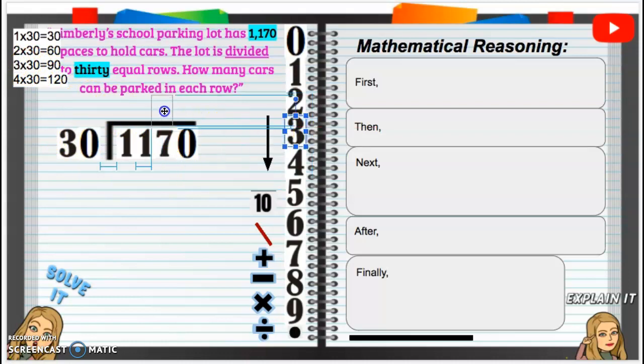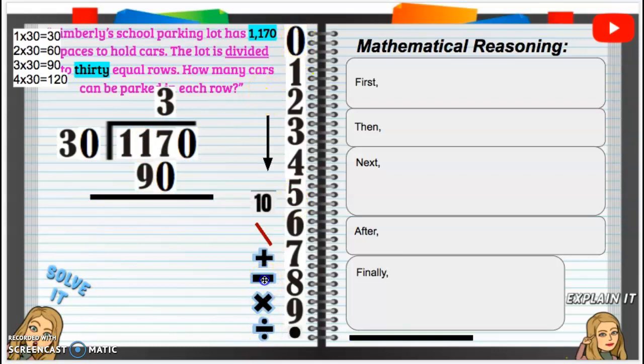So 30 can go into 117 3 times without going over. Because if we go in 4 times, that would be 120. That's too much. So 30 times 3 is going to be 90. So I'm going to put that 90. Remember, we do have to line up our digits. So it's 90, not 190 or 900. So the 0 is going under the 7, and that 90 is going under the 1 in the tens place.